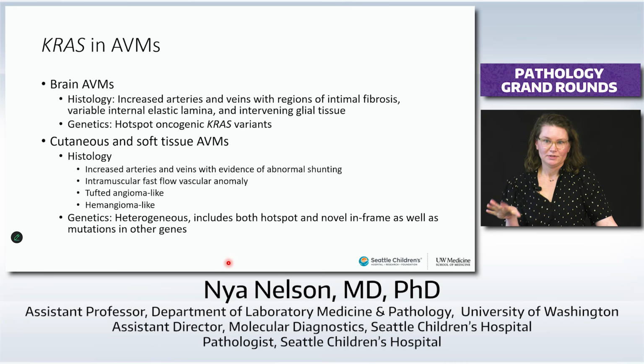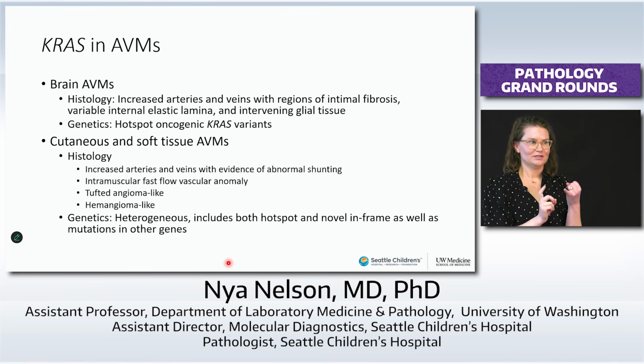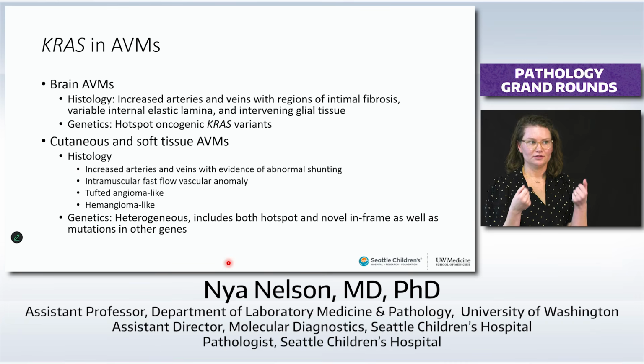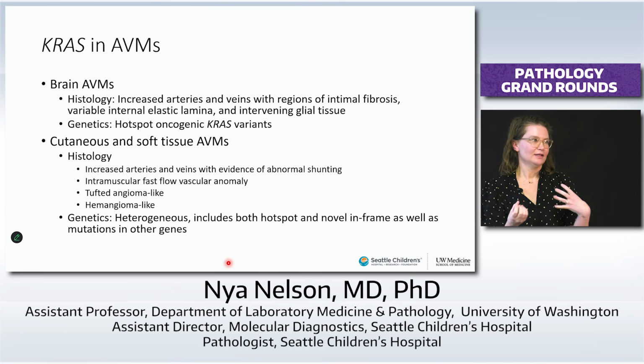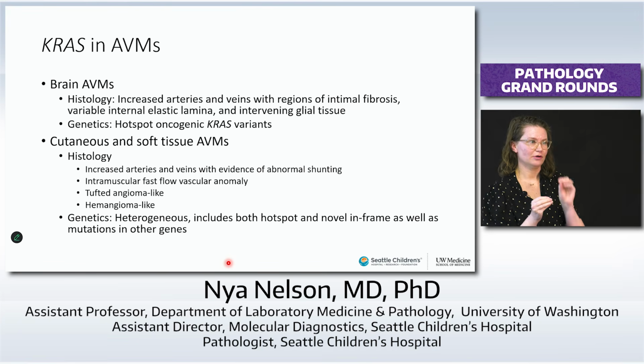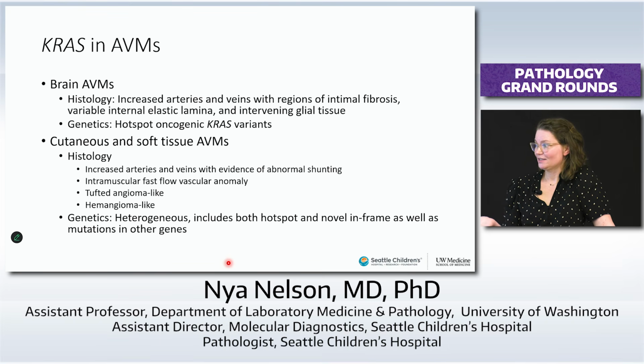In contrast, our cutaneous and soft tissue AVMs are much more histologically and genetically heterogeneous. The histologic patterns include patterns that are similar to brain AVMs with increased arteries and veins and abnormal shunting. There's also that intramuscular fast flow vascular anomaly pattern, which I showed you, and some lesions that can mimic either tufted angiomas or hemangiomas. And the genetics of these cutaneous and soft tissue AVMs is more heterogeneous and includes both our hotspot KRAS variants as well as novel KRAS variants and variants in multiple other genes, including MAP2K1.